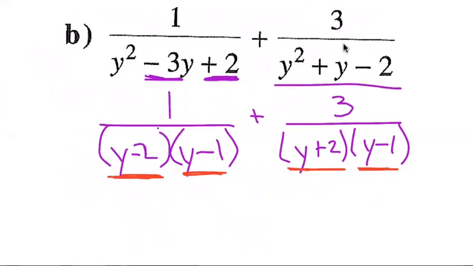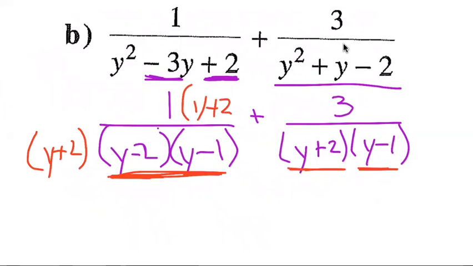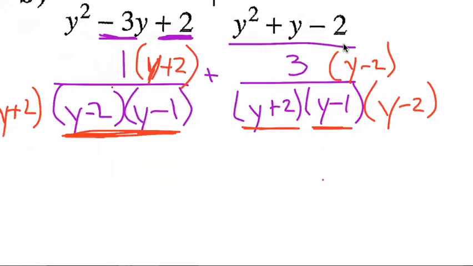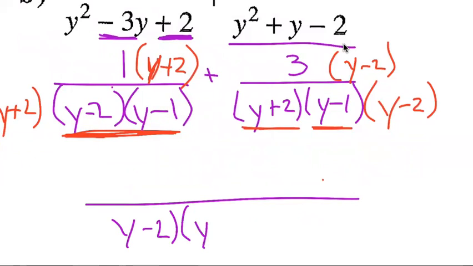So we have three terms. Because this left-hand side does not contain y plus 2, I need to multiply in y plus 2, which means I need to multiply it in the numerator as well. On my right-hand side, this does not contain the y minus 2, so I need to multiply in y minus 2. Now I can write one big fraction over (y minus 2)(y plus 2)(y minus 1).